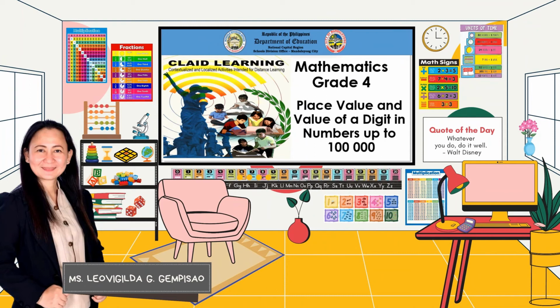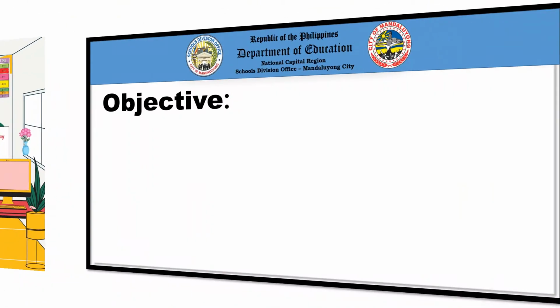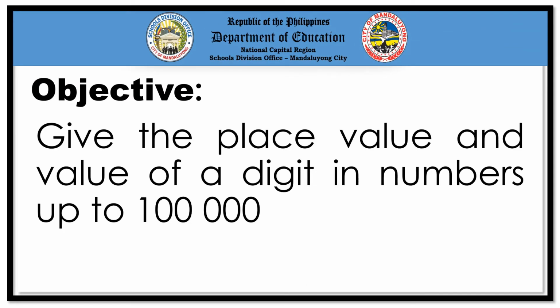Alright, children and home learning partners, proceed tayo ngayon sa pangalawang lesson natin sa week 1. Place value and value of a digit in numbers up to 100,000. Bago natin ipagpapatuloy, alamin muna natin ang objective for this lesson. The objective is: give the place value and value of a digit in numbers up to 100,000.